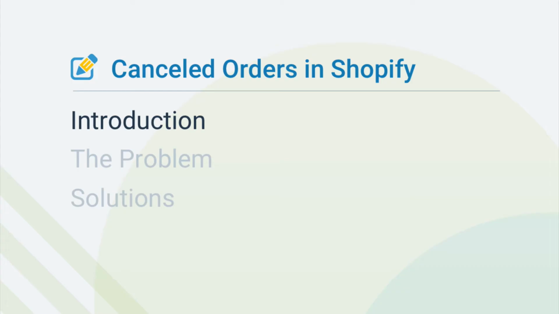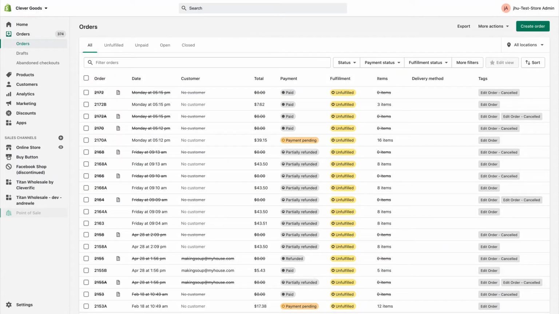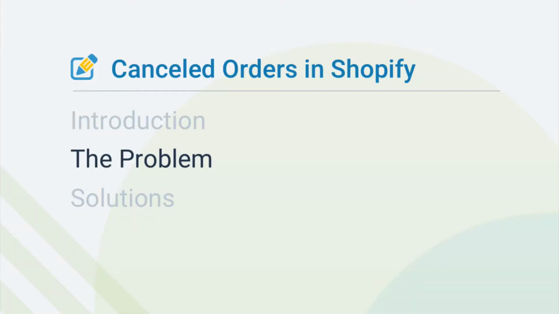In this video, we'll go over how canceled orders affect your Shopify reporting and walk through solutions you can implement. First, let's cover some context. When an order is canceled in Shopify, that order becomes crossed out in your order list. However, it may still be counted in your reporting.